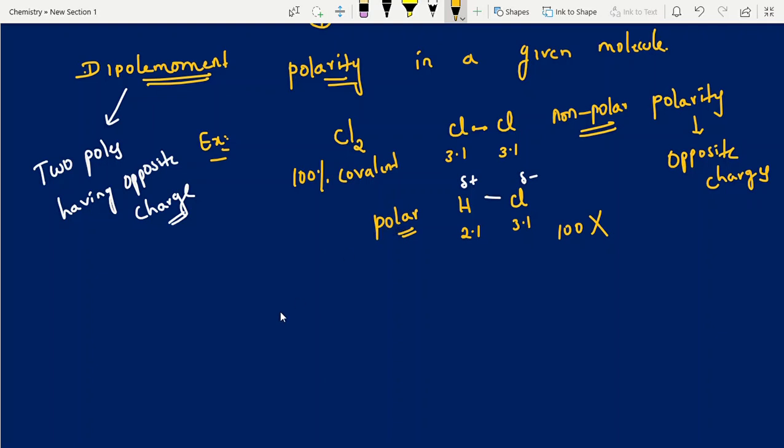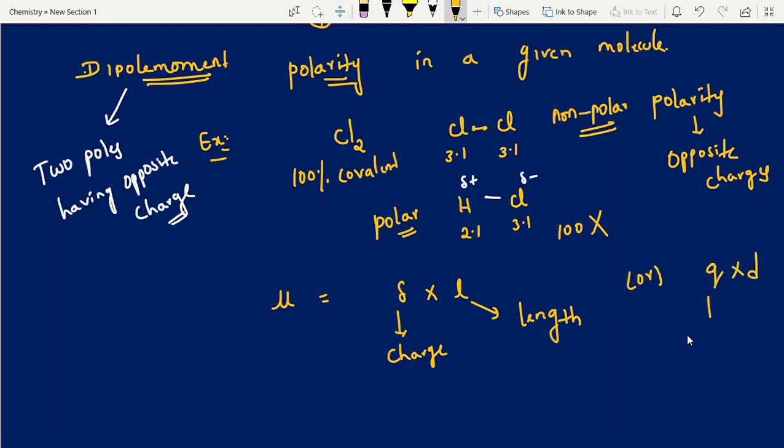Now, what is the dipole moment representation? Mu equals delta into L. What is delta here? This is charge. And L is length or distance, your wish. Some textbooks have given Q into D also. Both are the same. Q is nothing but charge and D is nothing but distance.